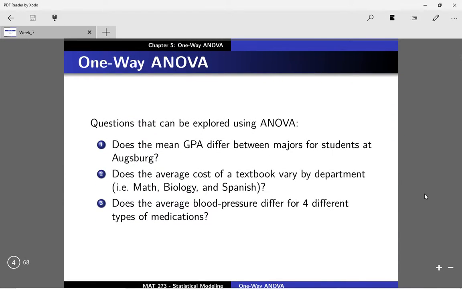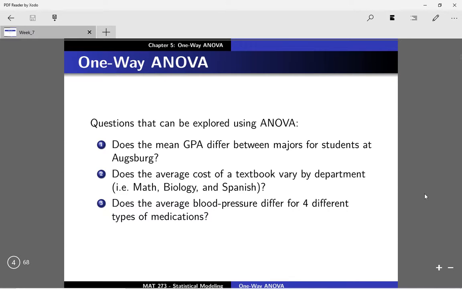So, some examples of questions we can answer using a one-way Anova. First one: does the average or typical GPA differ between different majors for students at Augsburg, depending on what they're studying? So our single quantitative response would be GPA. Our categorical predictor is student major, which has several levels.